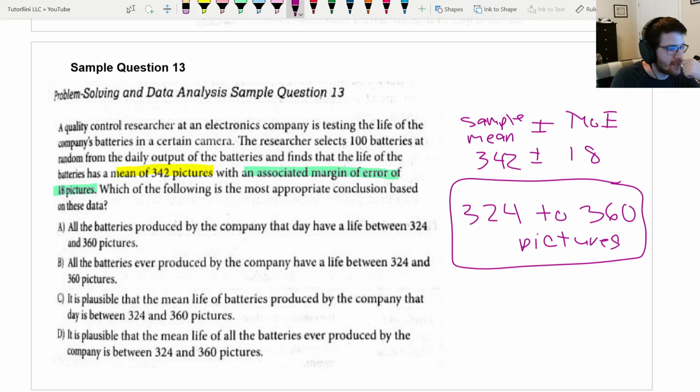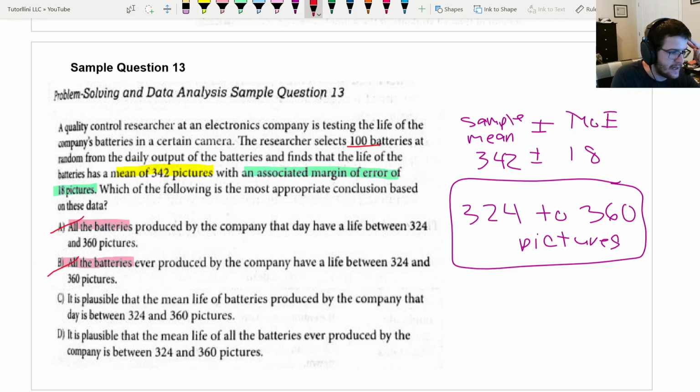So you got to really understand what the confidence interval means. It tells you that it is plausible that the true population mean is in that range. So right away, I'm seeing plausible. I'm already thinking C or D. This language, all the batteries, is way too extreme. You can't say that for sure. We only took a random sample of 100 batteries. We didn't look at all of them. So that's definitely wrong. And let's see the difference between these guys.